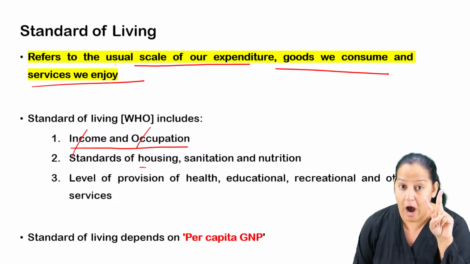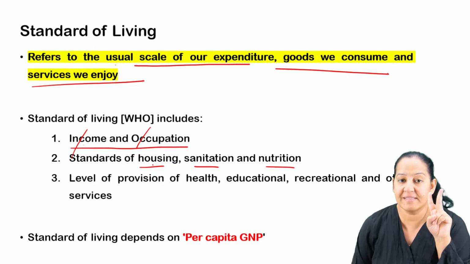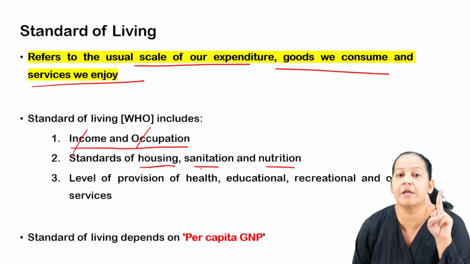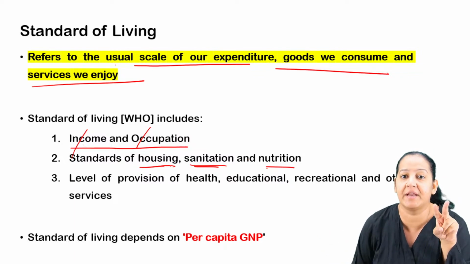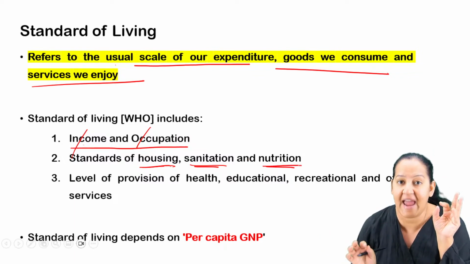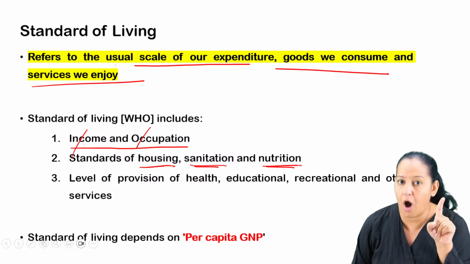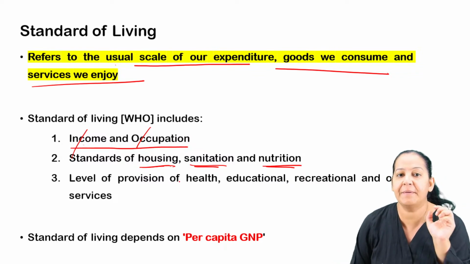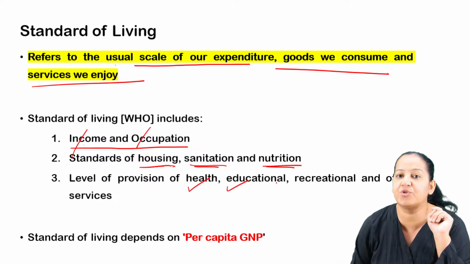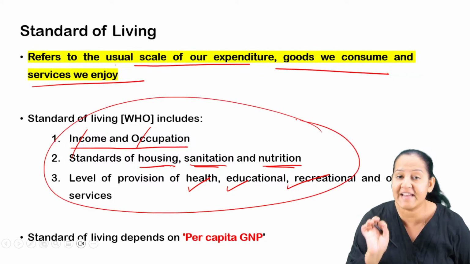Number two, house, sanitation and nutrition. We take them together. So the person is living in a kacha house or pakka house. Sanitation: is it good sanitation or poor sanitation? Nutrition: whether the person is taking adequate calories per day or not. So house, sanitation and nutrition, roti, kapda, makan, we take them together. And number three, level of provision of health, education and recreation. We take them together. These three things decide the standard of living.